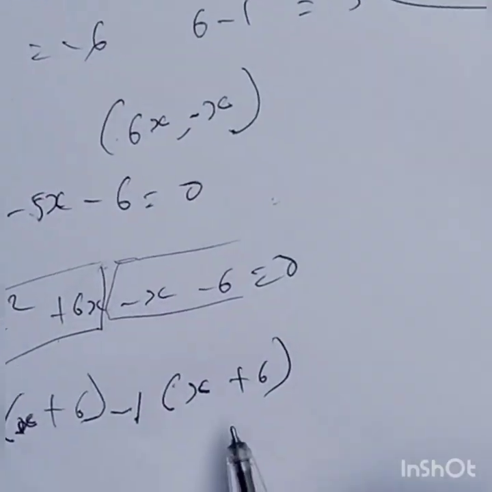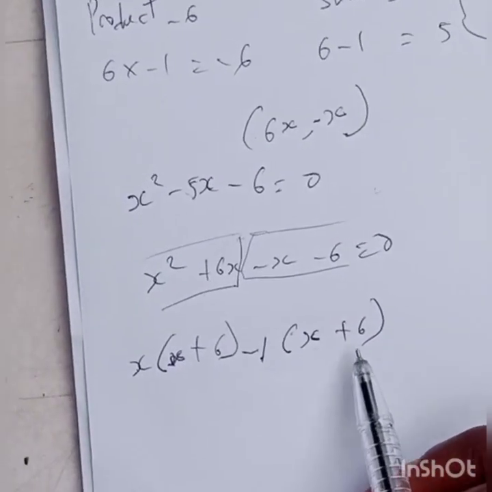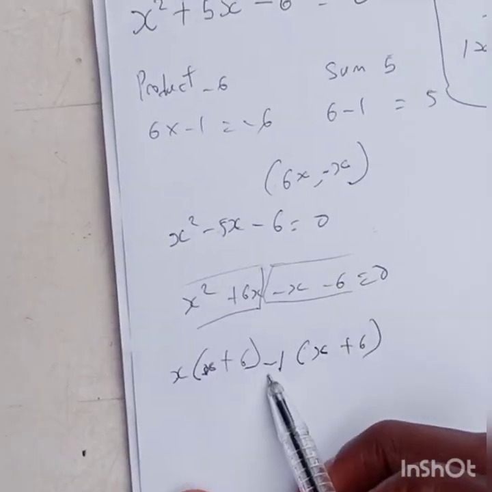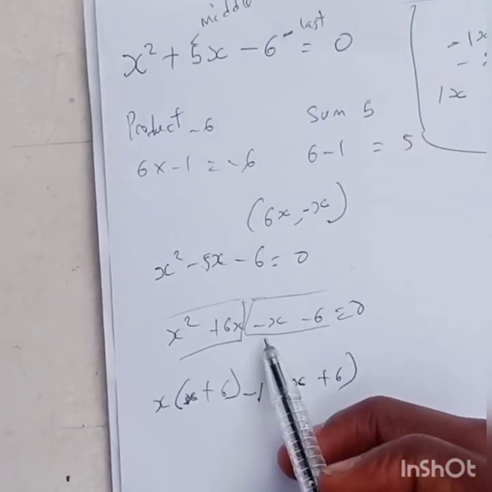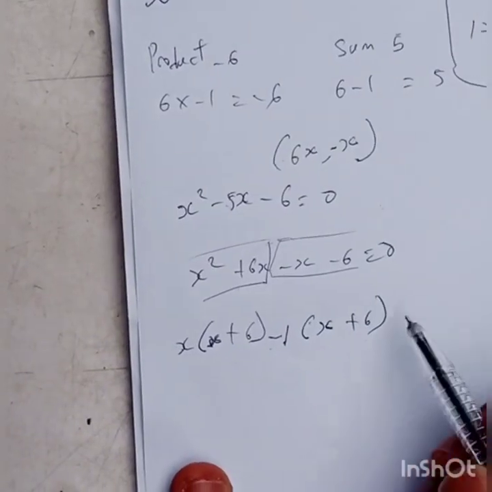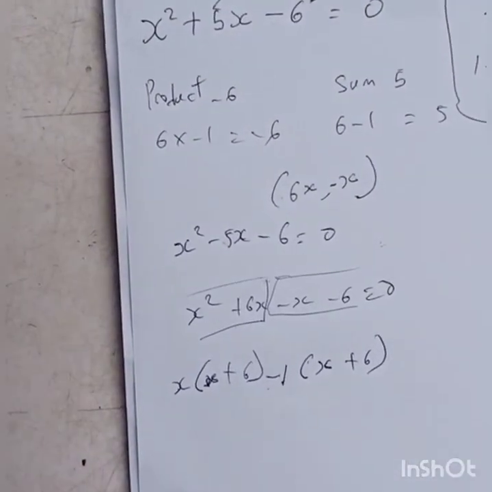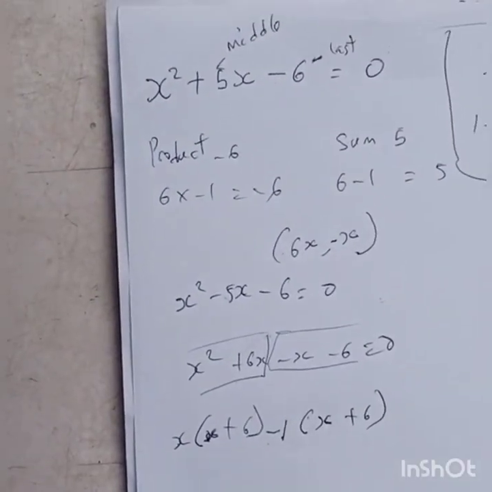The reason why we use plus here instead of minus is that when we open the bracket, we get minus 1 times x, that is minus x, and minus 1 times plus 6, that is minus 6. If we wrote minus 6 in the bracket, it would be minus 1 times minus 6, which is plus 6. So what we get here is actually the same.